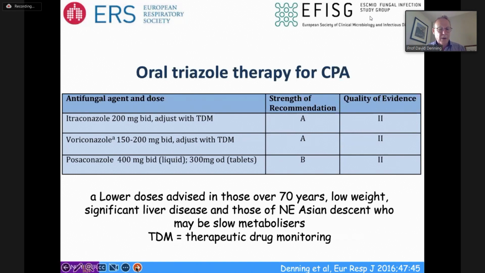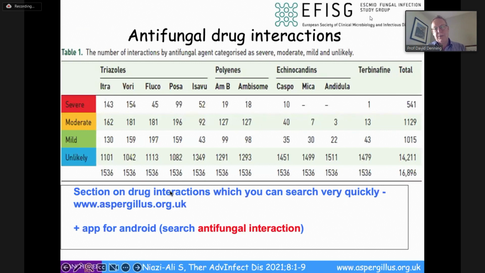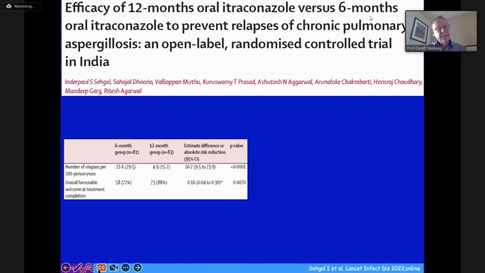And it's obviously really important to check for antifungal drug interactions. And we have a database online which you can search very easily, or you can put it on your phone. But you can see that with the severe interactions, itraconazole and voriconazole have a lot of severe interactions which need to be looked for and addressed. And so phone prescribing is tricky in these patients.